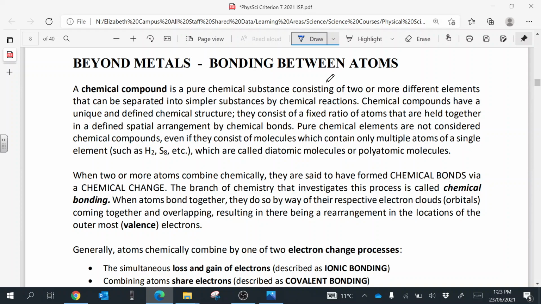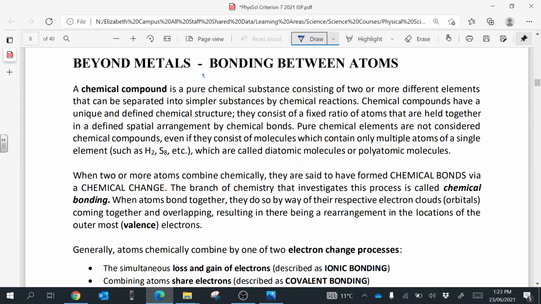Last time we've been looking at metals and reactions of metals and how they bond together with other metals. But obviously there's lots of other things other than metals, and we're going to start by defining what a chemical compound is. So it is a pure chemical substance consisting of two or more different elements.